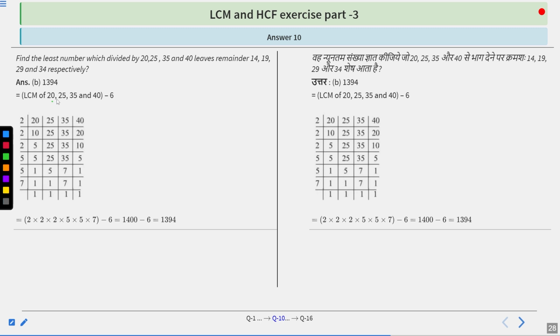And to find the LCM of 20, 25, 35, and 40, we have used the common division method, and we keep on dividing until we get 1, 1, 1 in the last step, and we start from the least number. Then again, I go to the maximum number that can divide. So here the LCM is 2 into 2 into 2 into 5 into 5 into 7, that is 1400, minus remainder, that was 6, is equal to 13,094. So option B is the correct answer.